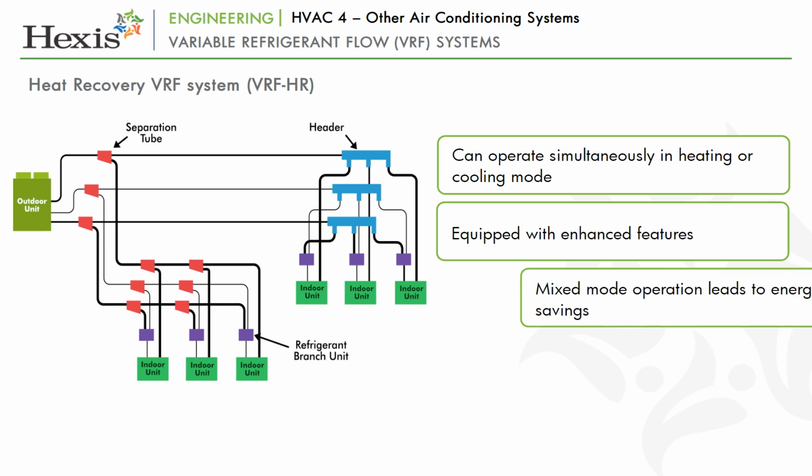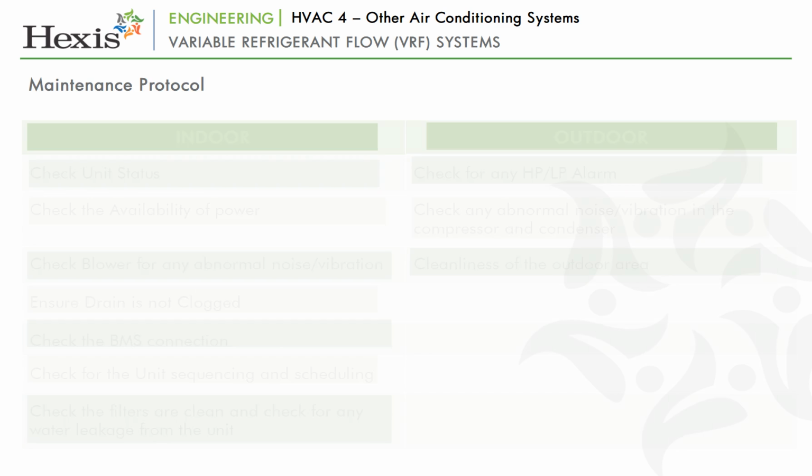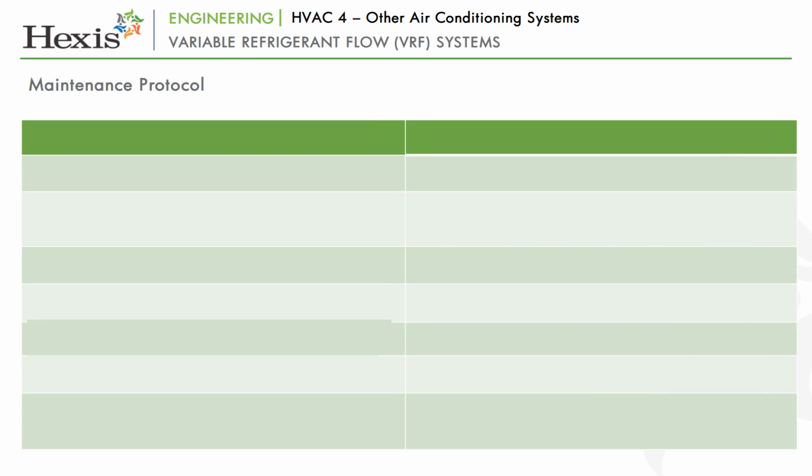VRF HR mixed mode operation leads to energy savings as both ends of the thermodynamic cycle are delivering useful heat exchange. If a system has a cooling COP, that is coefficient of performance, of 3, and a heating COP of 4, then heat recovery operation could yield a COP as high as 7. Now we will have a look at the maintenance protocol of the VRF system.